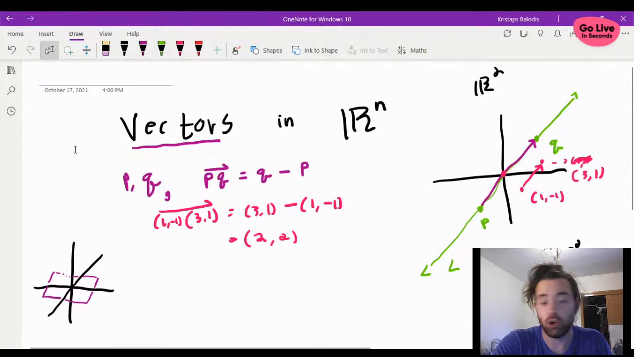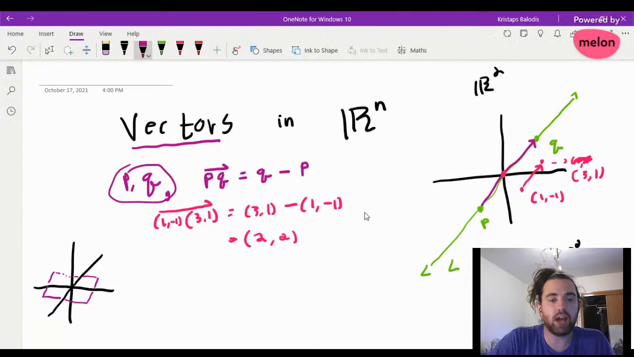Okay, but here's a question: why? Why are we making this the definition? If I have 2 points, why does it make sense to have the tip of the vector representing the difference between them to be Q minus P?